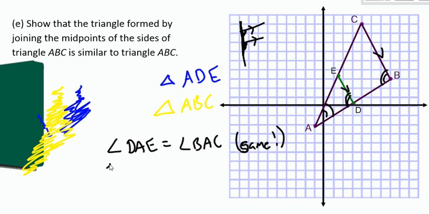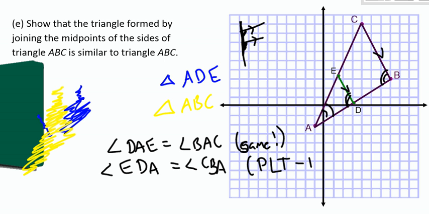So I would say angle EDA is the same as angle CBA. And my justification is that it's a parallel line theorem angle, and it is the F pattern. Of course, for this notation, just use whatever standard your teacher prefers. So there's my two angles that are the same, and therefore I have angle similarity. And that's what I needed to show.